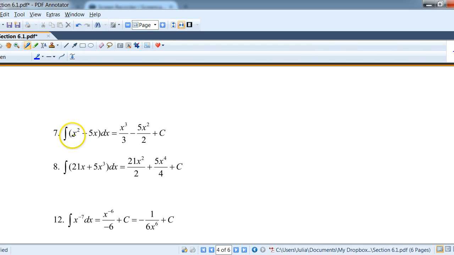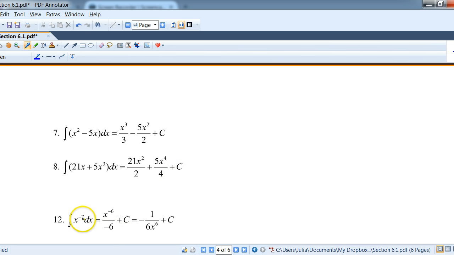And here's another one, the integral of x squared minus 5x dx. So x squared becomes x cubed over 3, minus, we retain this minus, 5x becomes, we keep the 5, x becomes x squared over 2, nothing to simplify here, and then plus a constant. Same thing with 21x plus 5x cubed, it becomes 21x squared over 2 plus 5x to the 4 over 4. There are a lot of fractions with integrals that you'll get, plus a constant.